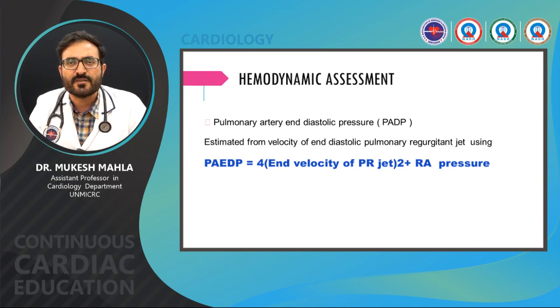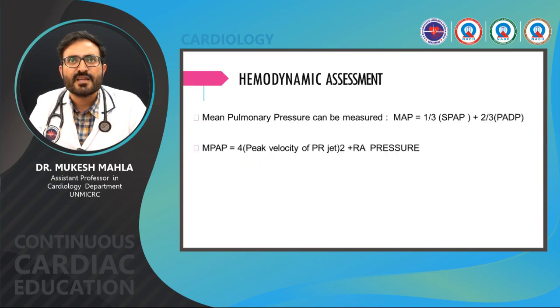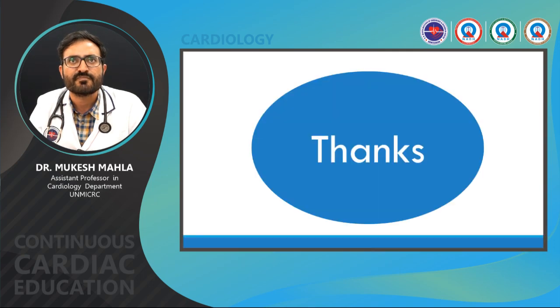At the peak of the PR jet is the pulmonary artery mean pressure, while pulmonary artery end diastolic pressure is from the end diastole of the PR jet plus RA pressure, while mean pulmonary artery pressure is the peak of the PR jet, 4V squared. Or we can calculate from systolic and diastolic: as we know, mean pulmonary artery pressure is 1/3 systolic pulmonary artery pressure plus 2/3 of diastolic pulmonary artery pressure.